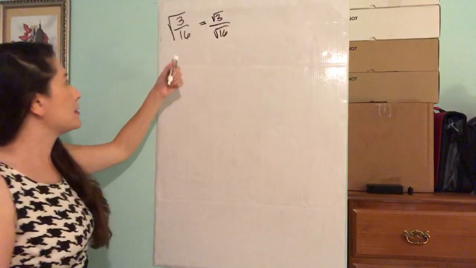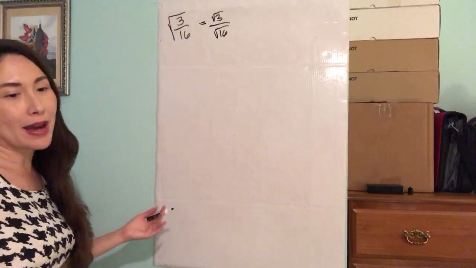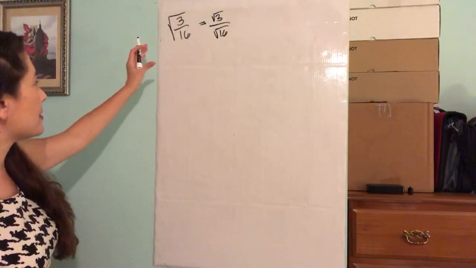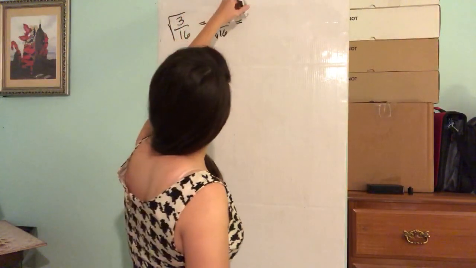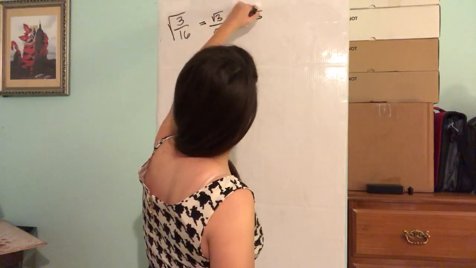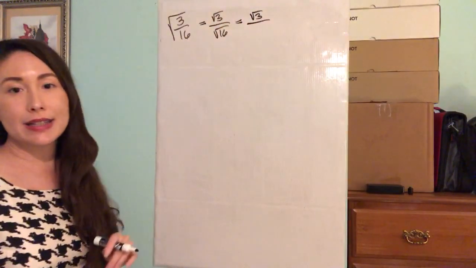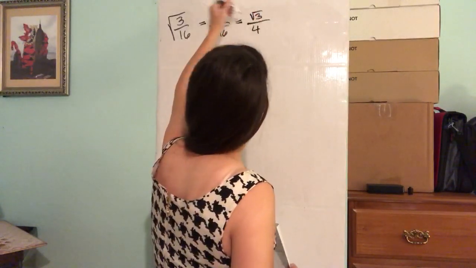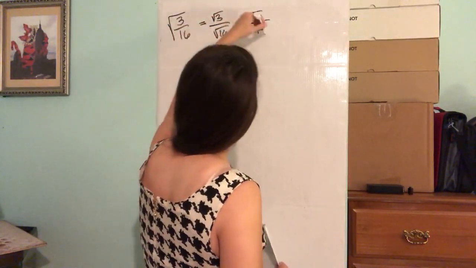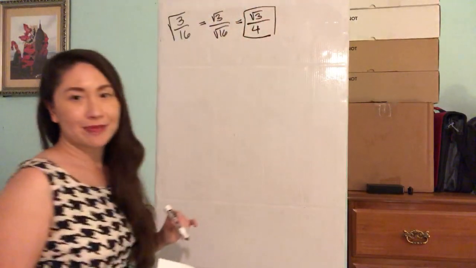You can just break it down into top and bottom. They're both radicals, right? Because they're both underneath the radical symbol. So the square root of 3 is just the square root of 3. The square root of 16 is 4, because 4 times 4 is 16. And that's our final answer.